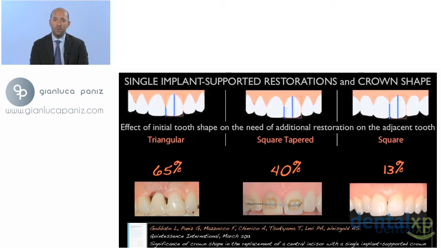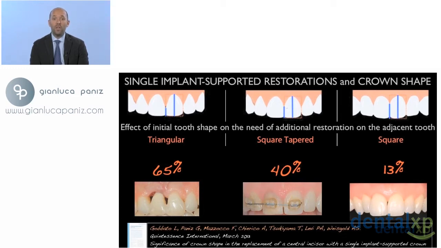On the other side, as you can see on the left side of the screen, our job is much more difficult if we are dealing with triangular teeth. This is because it's much more difficult to achieve a good symmetry between our implant-supported restoration and the contralateral tooth, meaning between tooth number 8 and tooth number 9. In these particular cases, most of the time we really need to work also on the adjacent dentition.